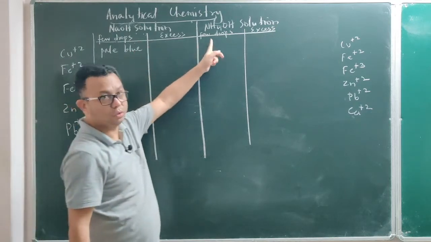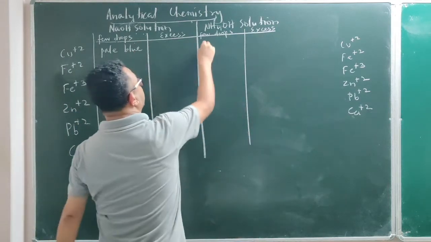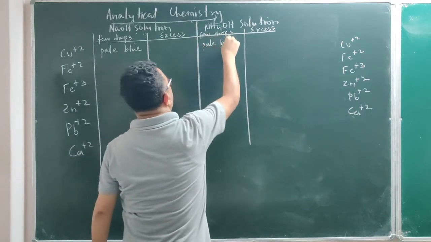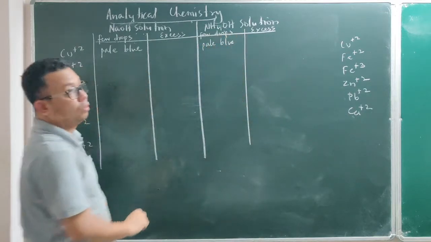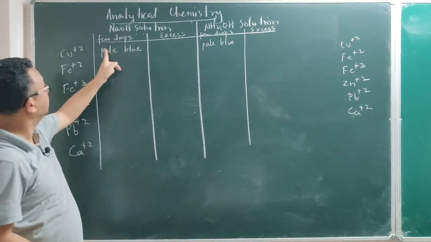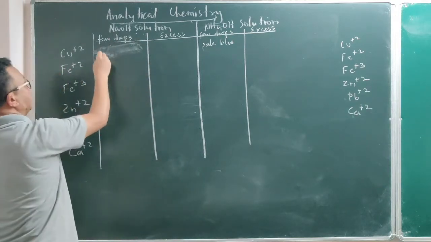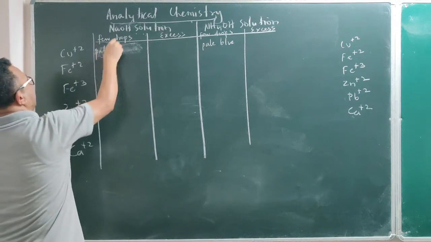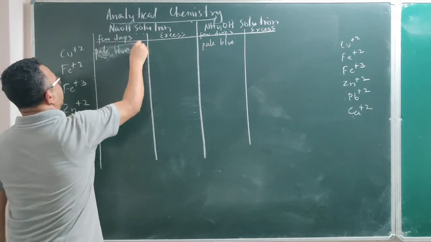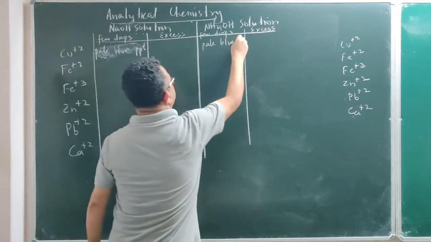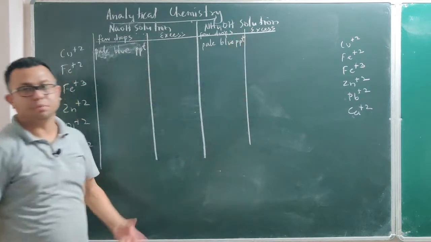Same thing will happen here also. When you add a few drops of ammonium hydroxide, there also the color will be the same, pale blue precipitate. So don't forget this is a precipitate. A few drops means pale blue precipitate. If you want, I think I'll write PPT also. PPT means precipitate, pale blue precipitate. Again I am repeating, PPT here is standing for precipitate. So the color of the precipitate is pale blue.